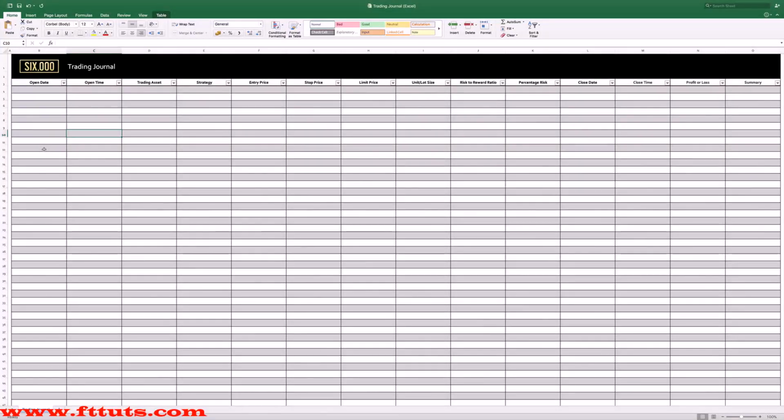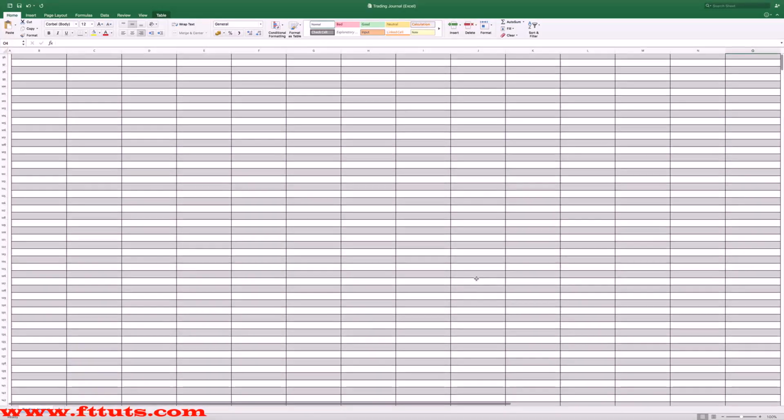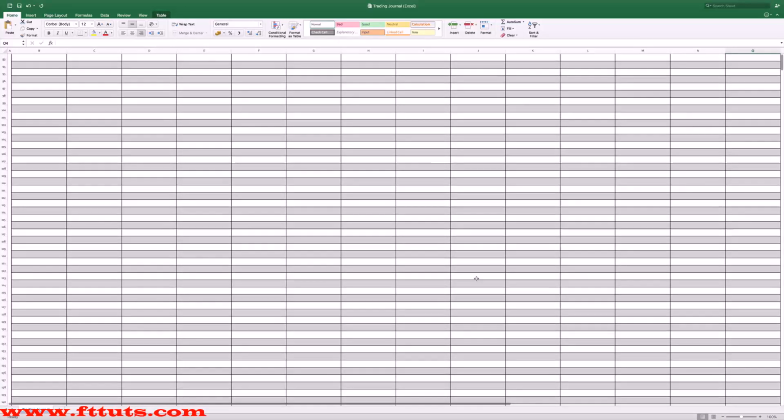So here we have the Trading Journal Excel. It's the exact same as the PDF. Of course, you've just got an electronic version. So you just work from left to right. You've got the open date, open time, trading asset, strategy used, entry price, and so on. And then again at the very end here, you have the summary. And you can literally keep a record of all your trading positions in here.